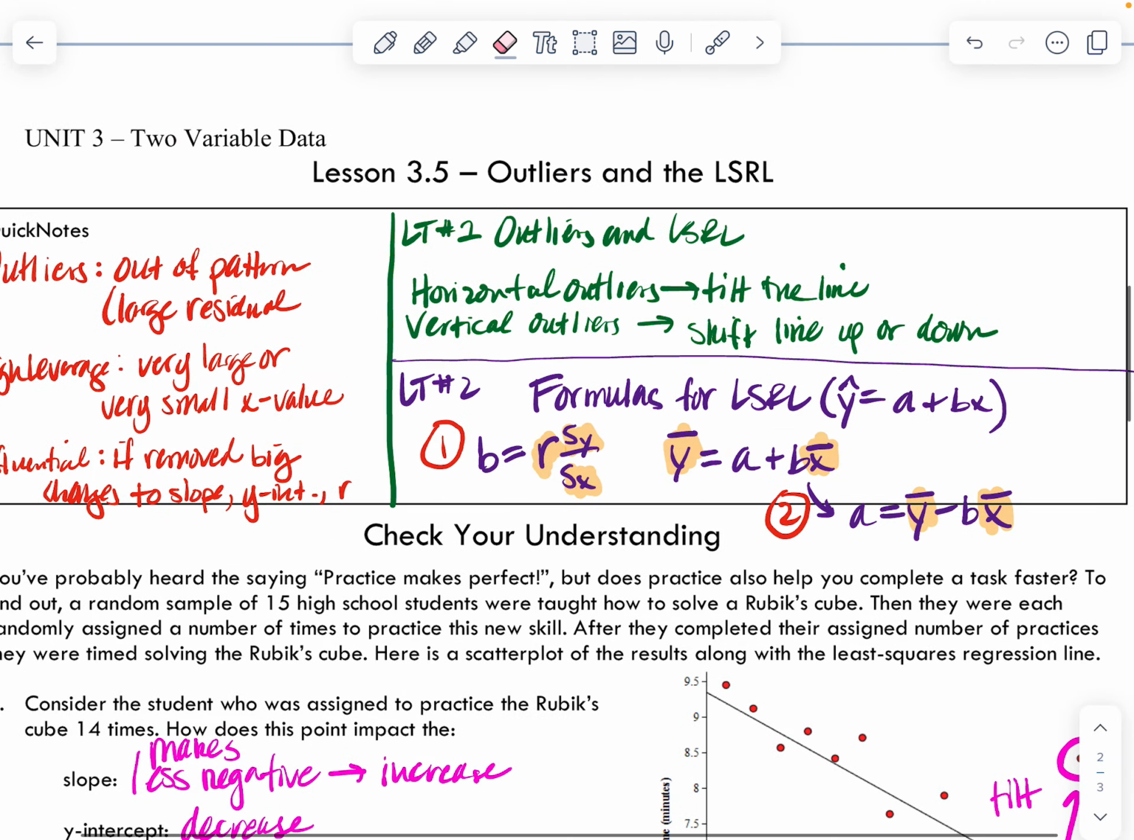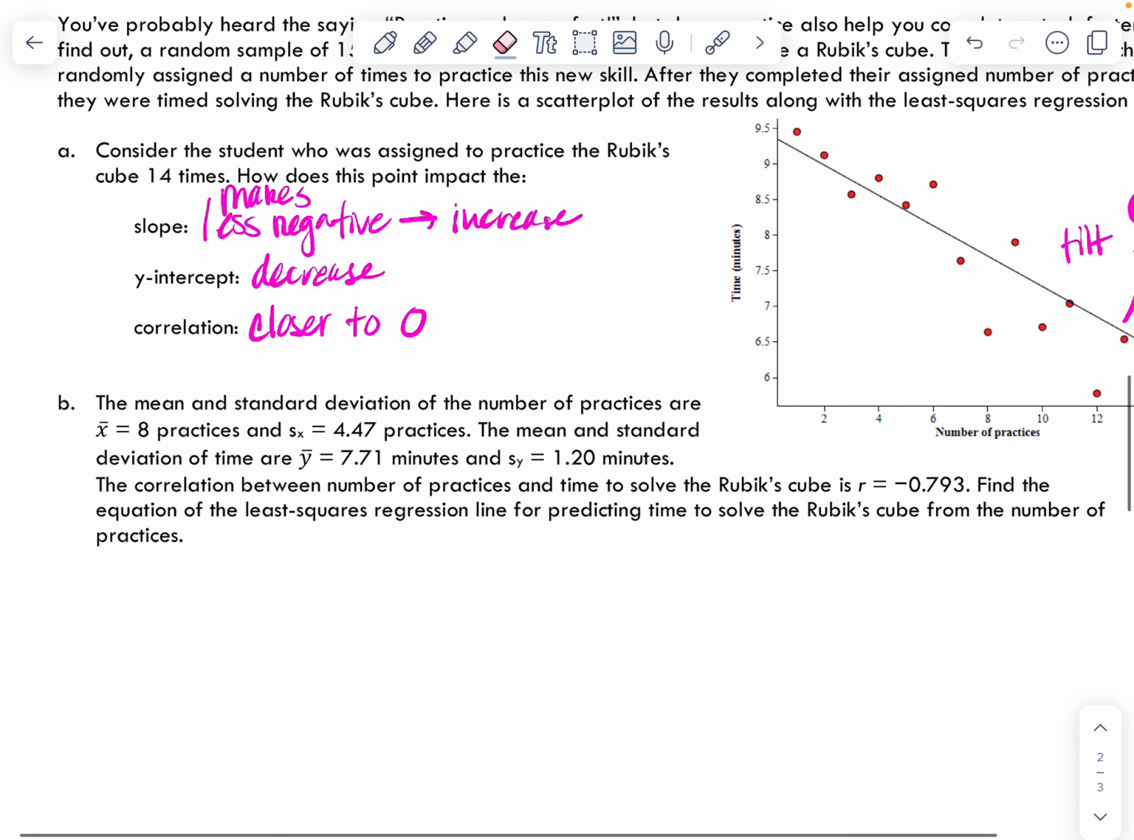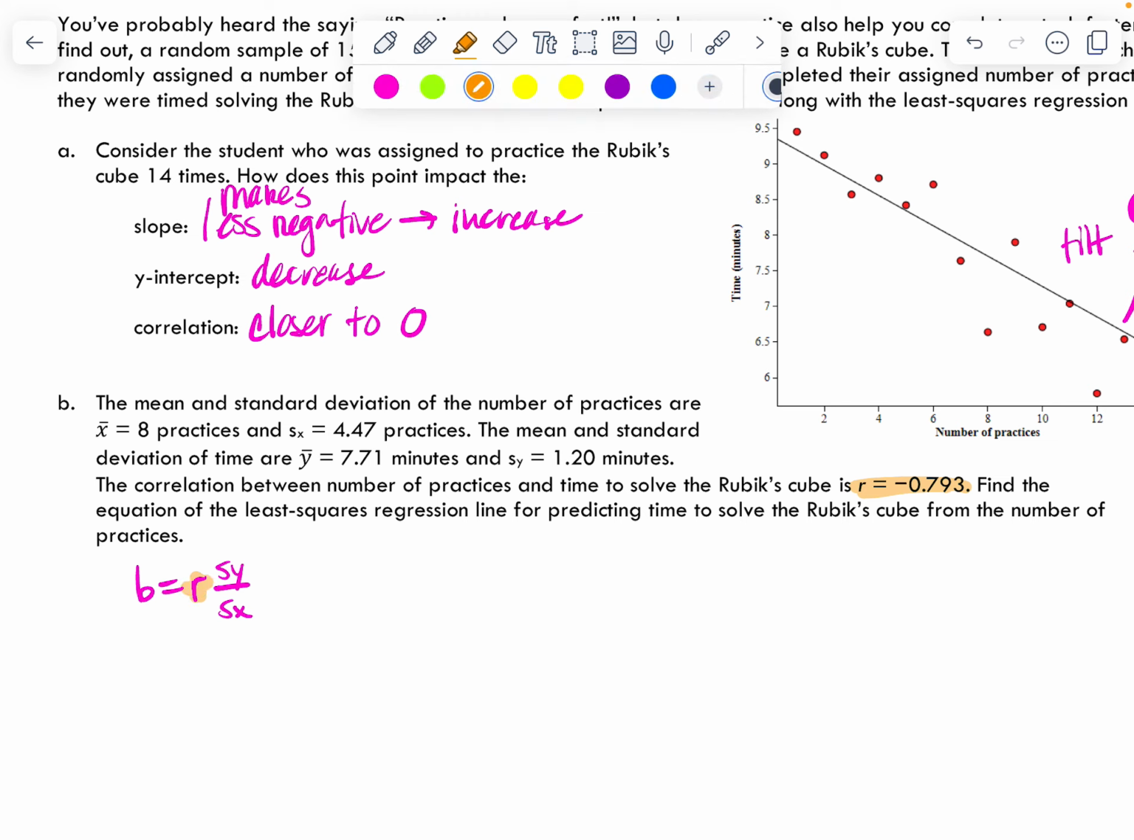So this is just using those formulas we were given in Learning Target 2. It says start with formula 1. b, which is going to give us our slope, is r times s sub y over s sub x. We have all of those numbers. r is right here. s sub y is right here, that's the blue. s sub x is that purple right there.